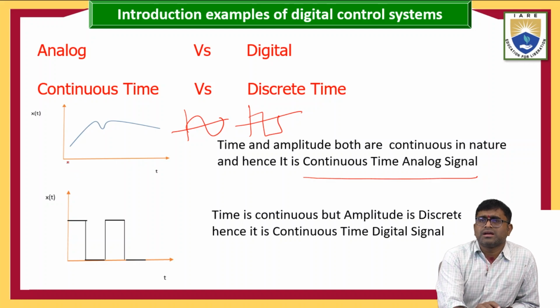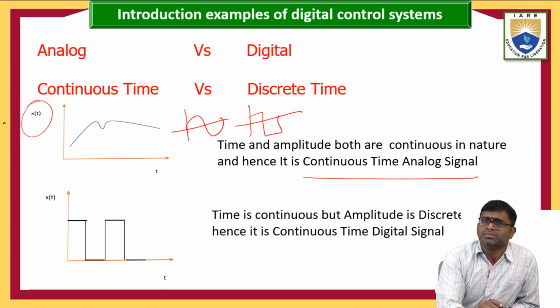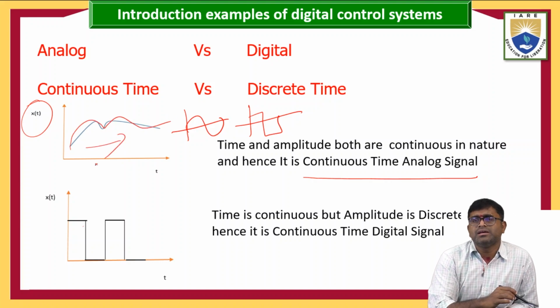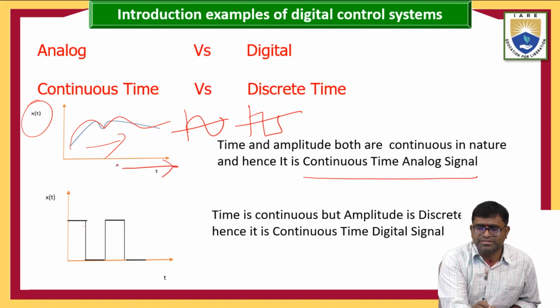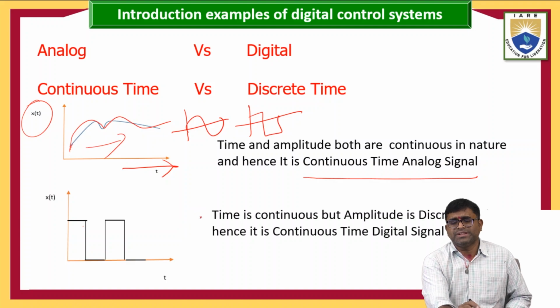So this is the continuous time analog signal. Here x of t is the input, which could be current, voltage, or power, anything. The graph is showing it continuously. That is a continuous time analog signal. Here also the time is continuous, and it is an analog signal.